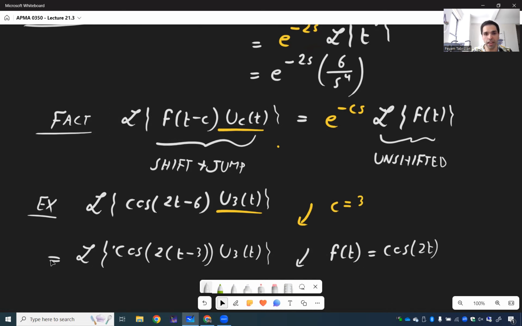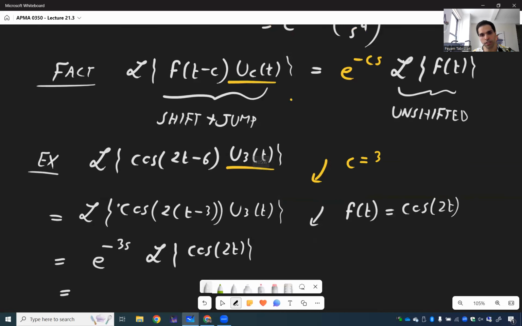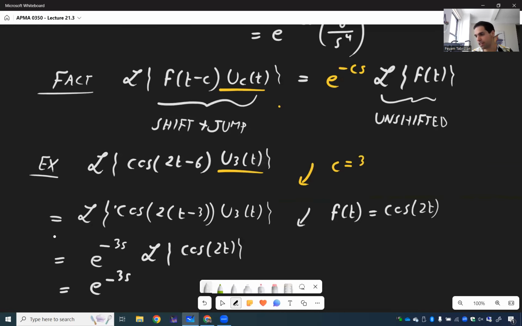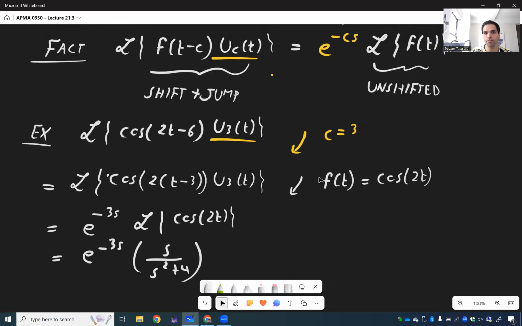So what this tells you is that an extra exponential term comes out, e to the minus 3s, and then the Laplace transform of the unshifted version, cosine of 2t. And so this becomes e to the minus 3s, and I think cosine of 2t becomes s over s squared plus 4. So the moral of the story is, whenever you use a shift and jump, an exponential term appears. And the next example will be more practice with that.